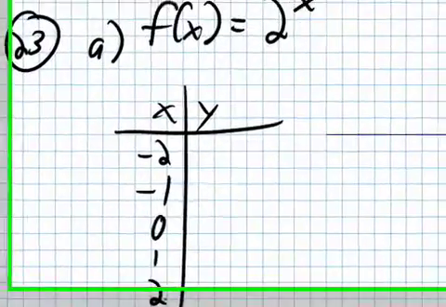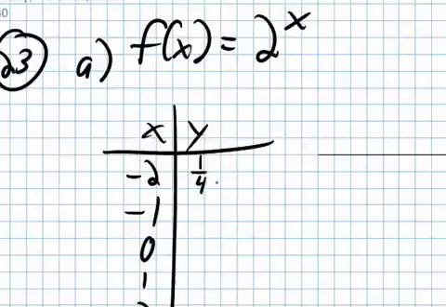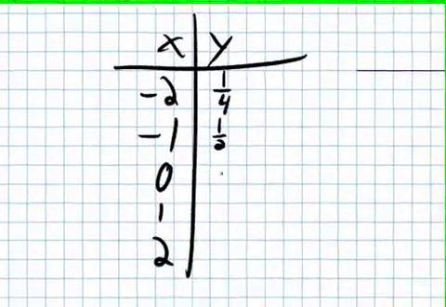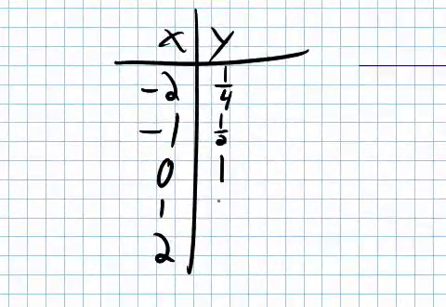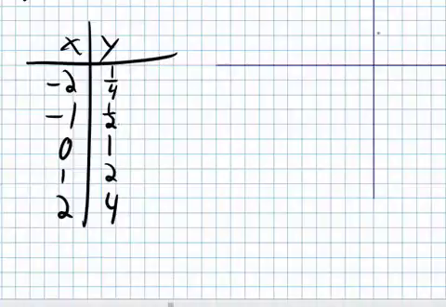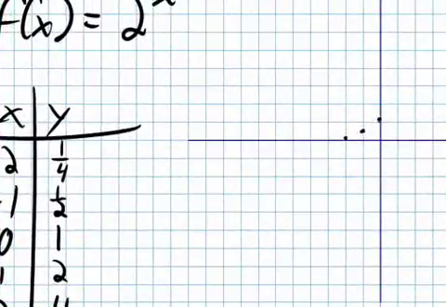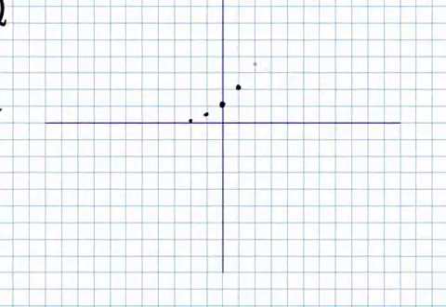It's centered around 0. 2 to the -2 is 1/4. 2 to the -1 is 1/2. 2 to the 0 is 1. 2 to the 1 is 2. And 2 squared is 4. Graph these values. You have this one, there, here, and there.